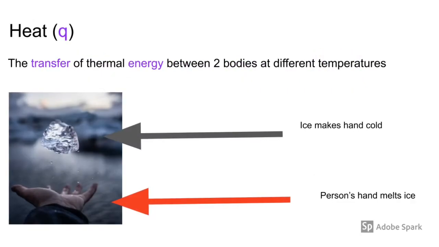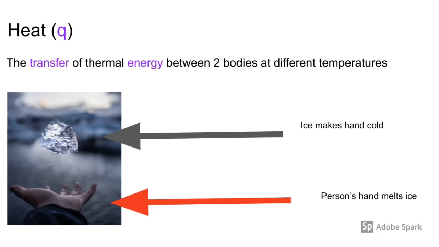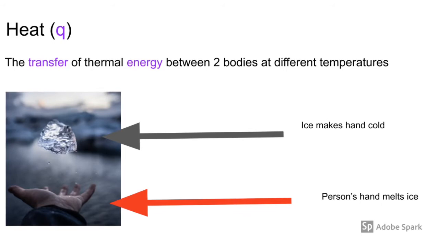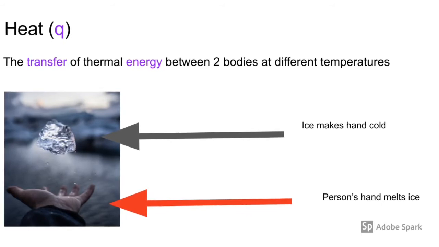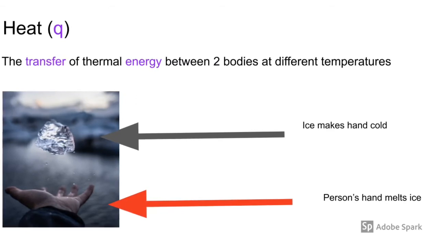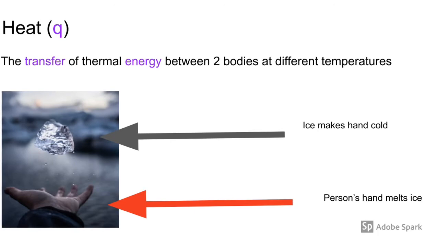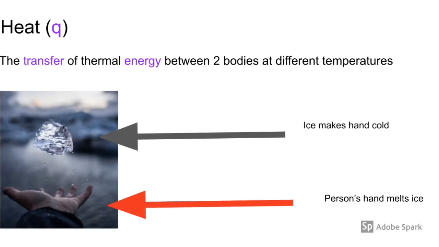Okay, let's break down these terms. Heat, which we represent with the letter Q, is the transfer of thermal energy between two bodies or objects at different temperatures. So in our example here, the ice is making the hand cold and the person's hand has melted the ice. You can see the liquid dripping off of it.